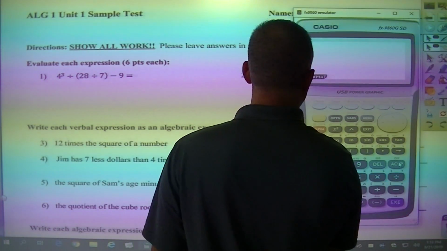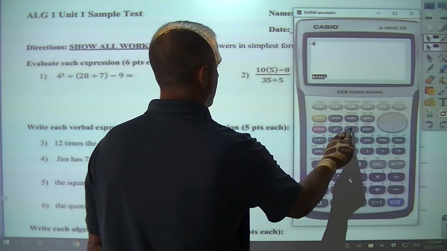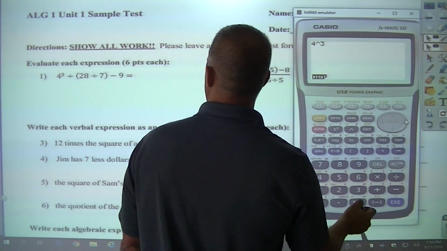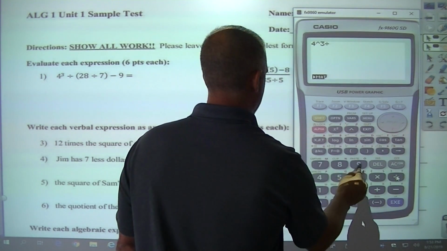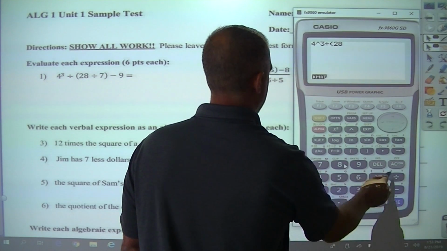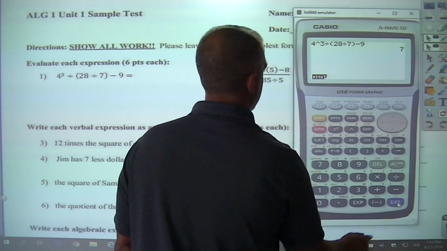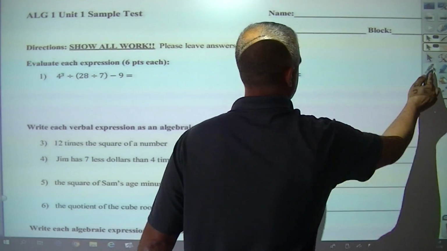Okay, so what I'm just going to do, I'm going to do 4 exponent 3. Yours should pop up. Okay, divided by parentheses 28 divided by 7 minus 9. Okay, so that answer is 7.